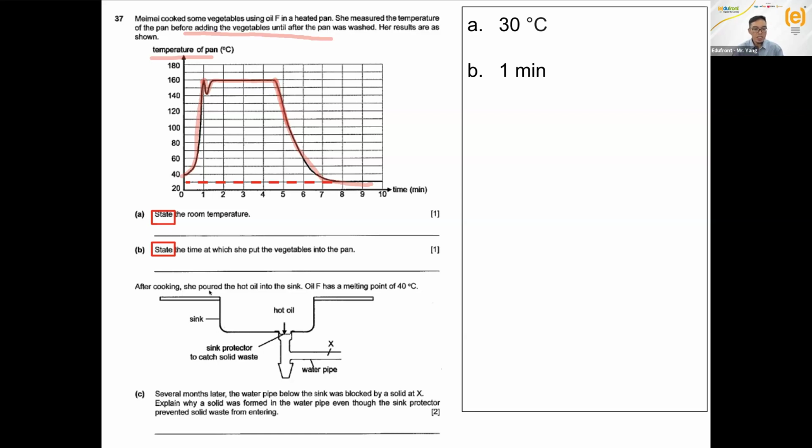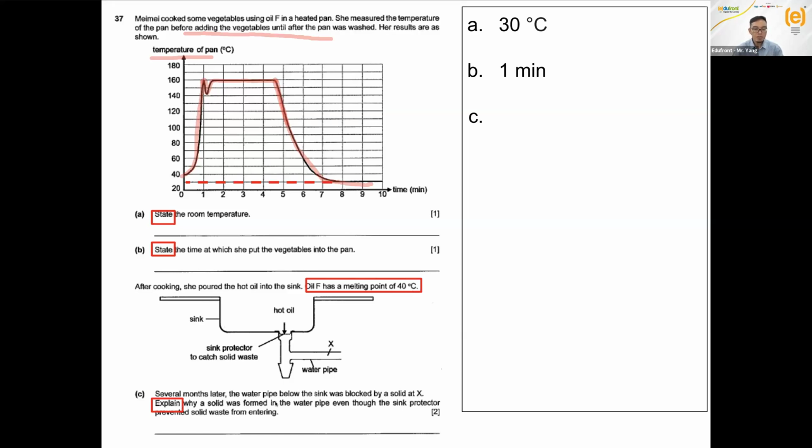After cooking, she poured the hot oil into the sink. Oil F has a melting point of 40 degrees Celsius. That means below the melting point, it becomes a solid, it will solidify. Above the melting point, it is in a liquid state. Below 40 degrees Celsius, it becomes a solid. And we know the room temperature is 30, from the graph, part A. So that means below 40 degrees, it will become a solid. So the question is why?